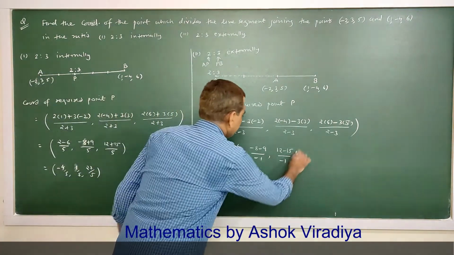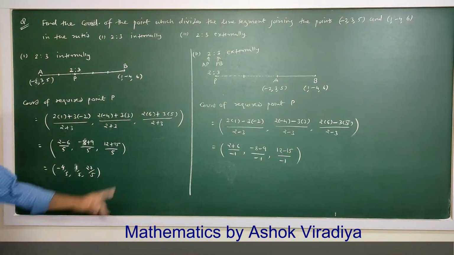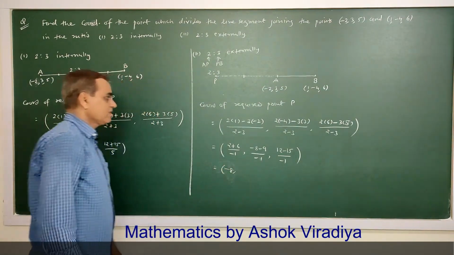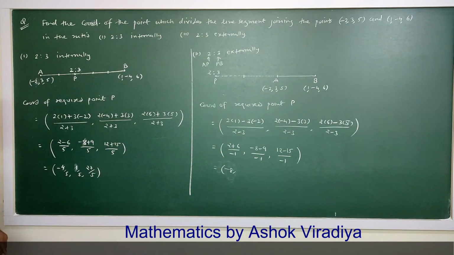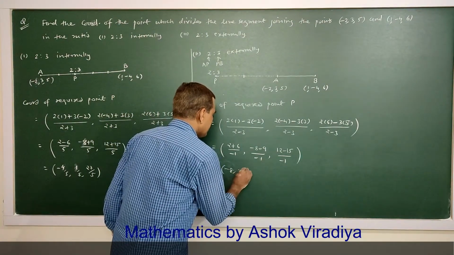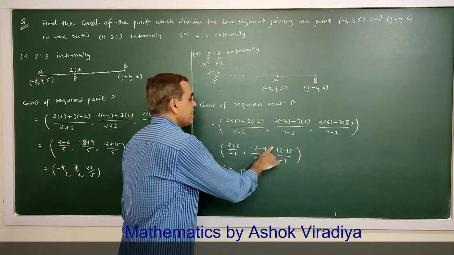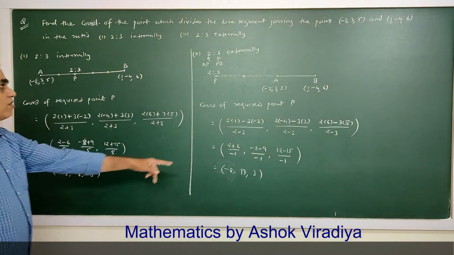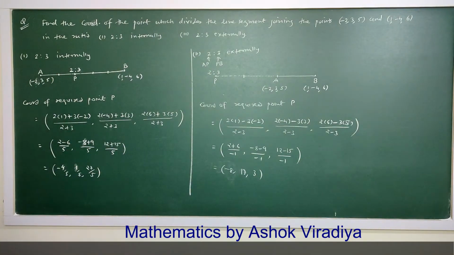Now here, 2 plus 6 is 8. 8 upon minus 1 is minus 8. Minus 8 minus 9 is minus 17 upon minus 1, that is plus 17. And this is minus 3 by minus 1, that is 3. So these are the coordinates of P dividing externally.